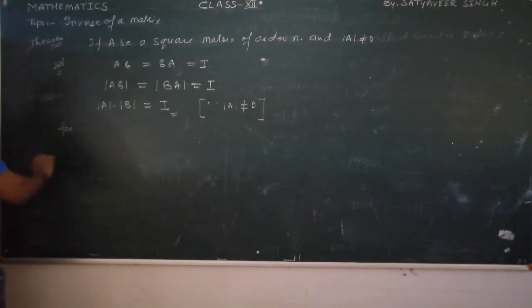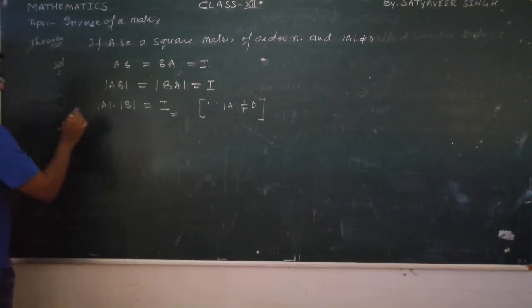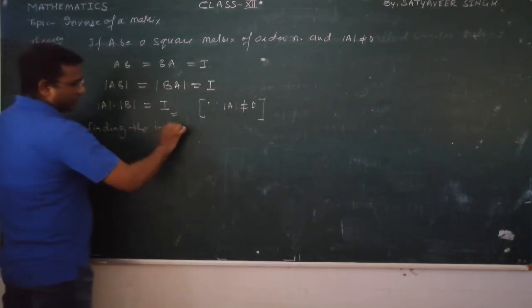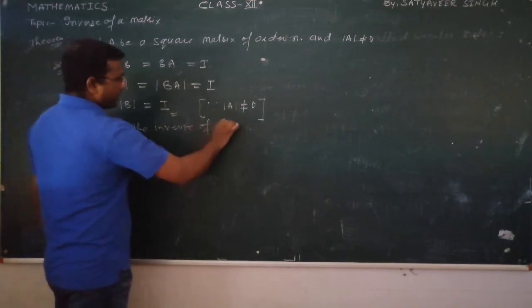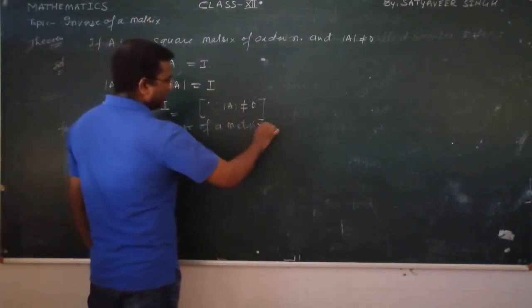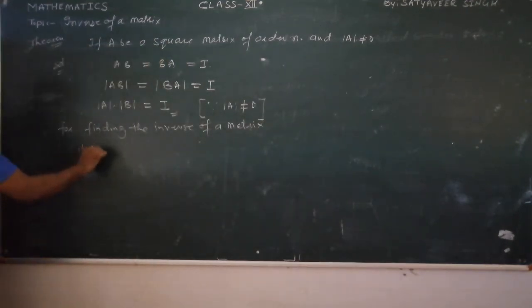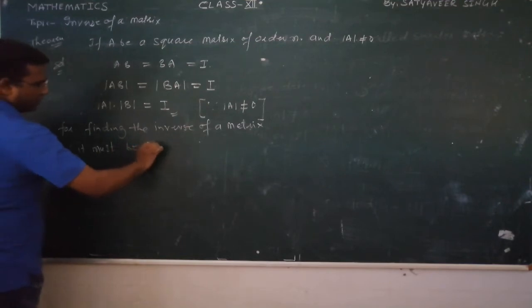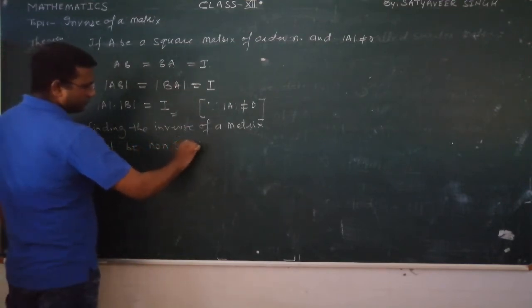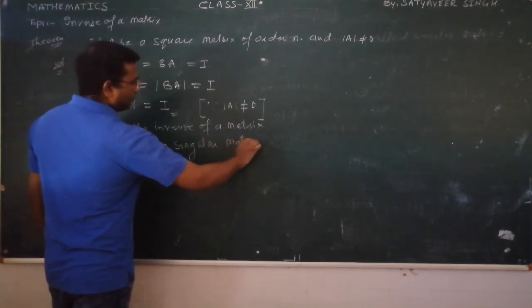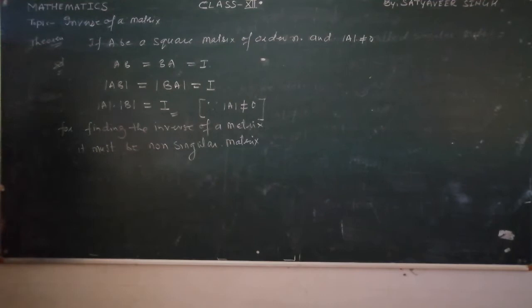So for finding the inverse of a matrix, it must be a non-singular matrix. Non-singular means the determinant of the matrix should not be equal to 0.